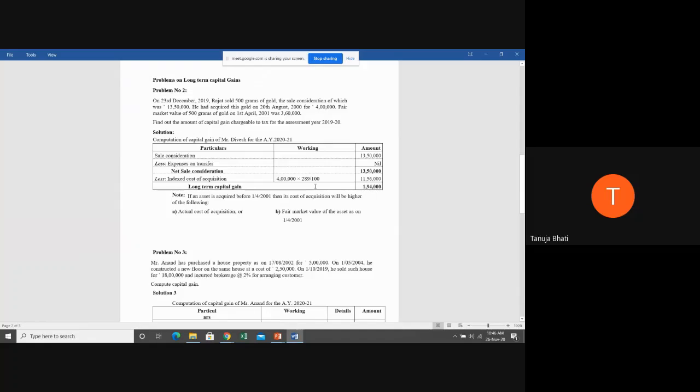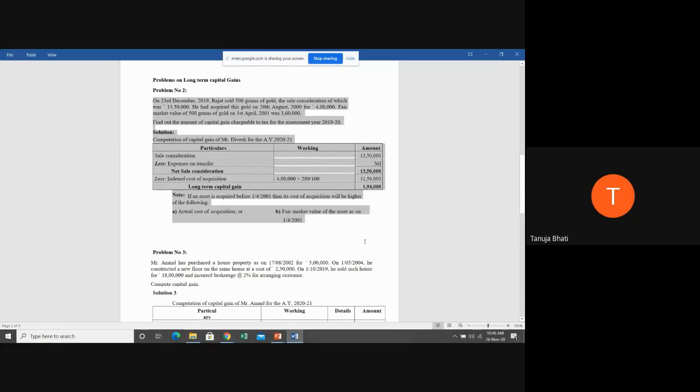Students, have you all understood what is indexation, the benefit of indexation? If you would not have done indexation, you would have taken here 4 lakh. And 13 lakh 50,000 minus 4 lakh means it becomes 9 lakh 50,000. So you had to pay tax on 9 lakh 50,000. So the government is giving you the benefit of indexation in order to bring it to the price level as on the date of transfer. So have you all understood this particular sum, students?